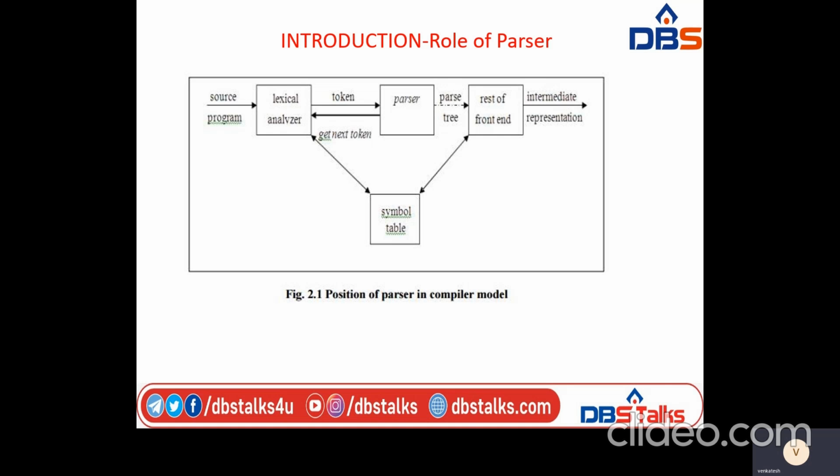Of course, in the parser, there are two kinds of parsing methodologies. We are going to talk about them later. The first one is the top-down parser and the second one is the bottom-up parser. In the top-down parser, the parse tree is created from top to bottom, starting from the root node. Whereas in bottom-up, the parse tree is created from bottom to top, that is, from the leaves to the top.